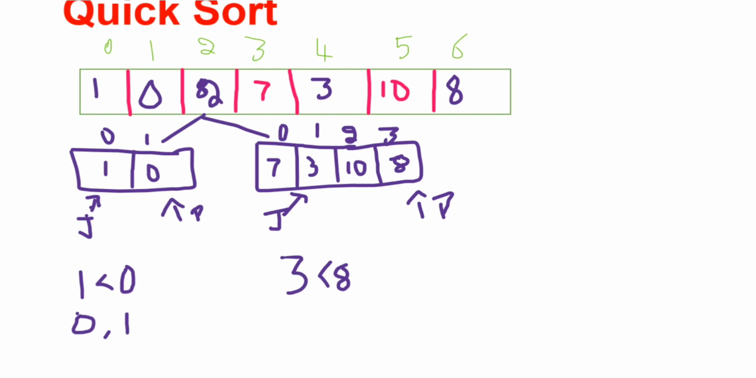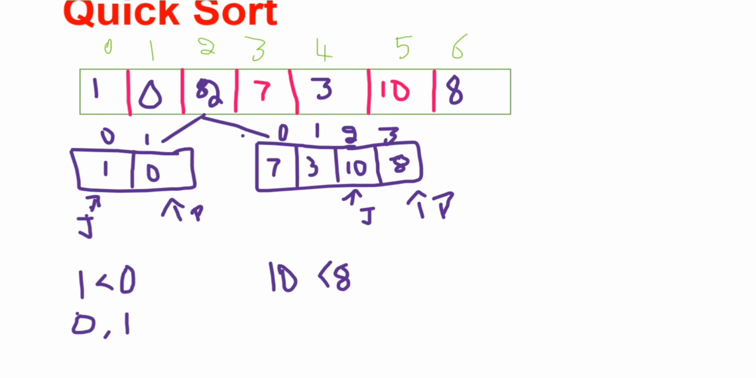Next, increment j to 1. Compare j with the pivot element. Now j is 3. Is 3 less than 8? Yes. So we increment I, and now I becomes 3. Now j is also 3 and I is also 3. No need to do anything. 3 swapped with 3 is 3. Again we get 3. So we need to increment j.